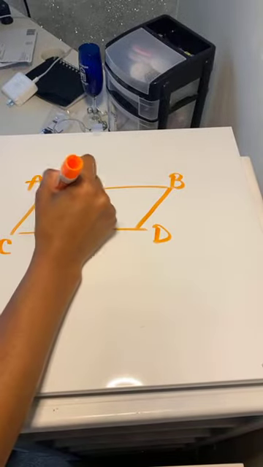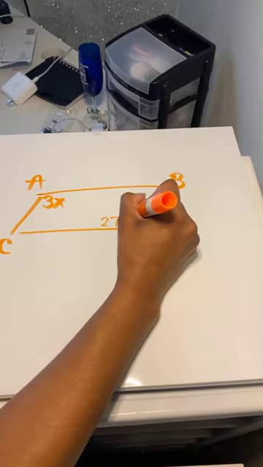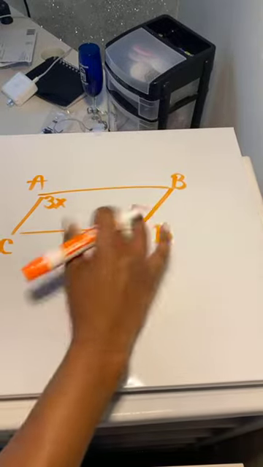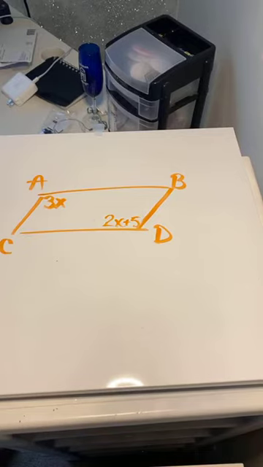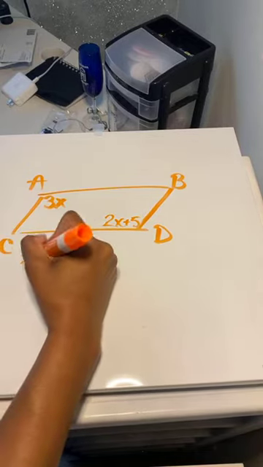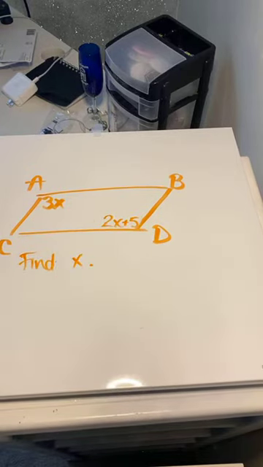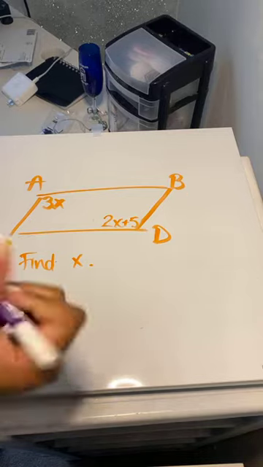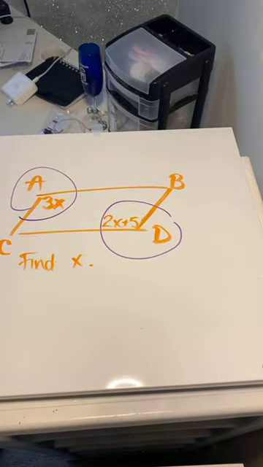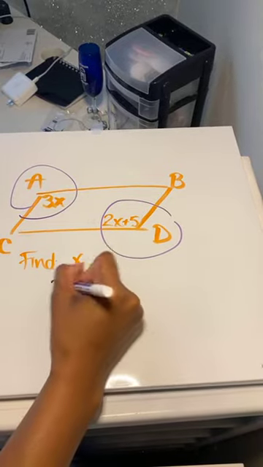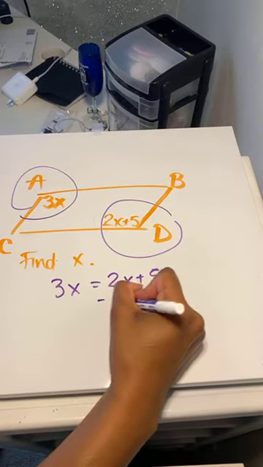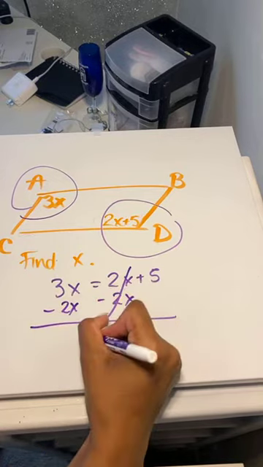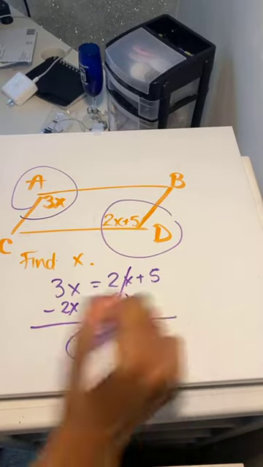So let's say I got 3x equals 27 plus 2x plus 5, and I say solve for x. So it says find x or solve for x or whatever the case may be. The first thing you need to recognize is that these opposite angles are congruent. A is opposite of D. Since they're congruent, I just set them equal to each other. Very simple. So I get 3x equals 2x plus 5. Make sure y'all are taking notes. I'm going to subtract the 2x on both sides. 3 minus 2 is 1, so I get x equals 5.